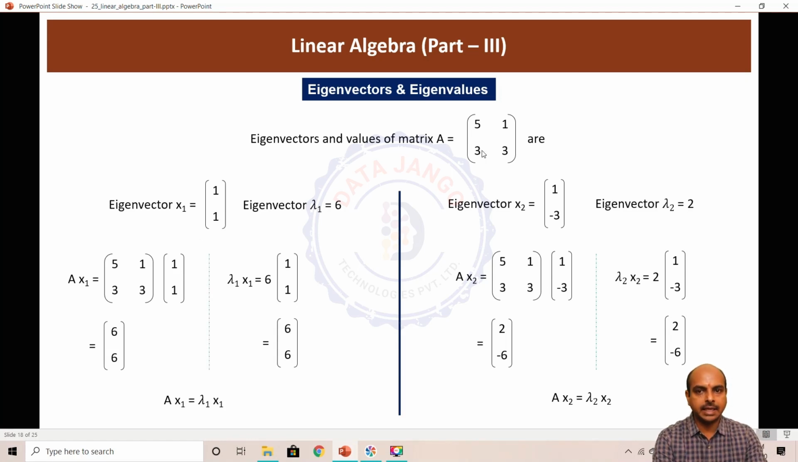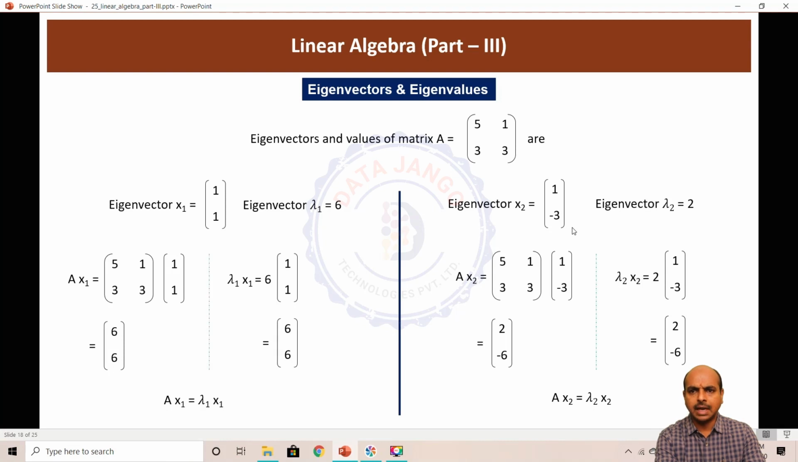So I have taken this A, 5 1 3 3, and this eigenvector 1 1, I multiplied, and I have got the vector 6 6, and I multiplied 6 with 1 1, I got 6 6. So the right hand sides of these equations are equal, so left hand sides are equal. So Ax is equal to lambda x. So I can say x1 is an eigenvector of the matrix 5 1 3 3, and 6 is an eigenvalue of the matrix 5 1 3 3.